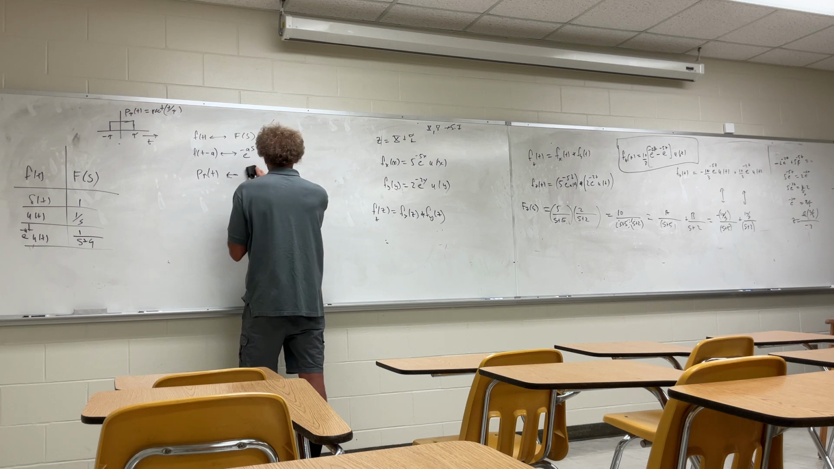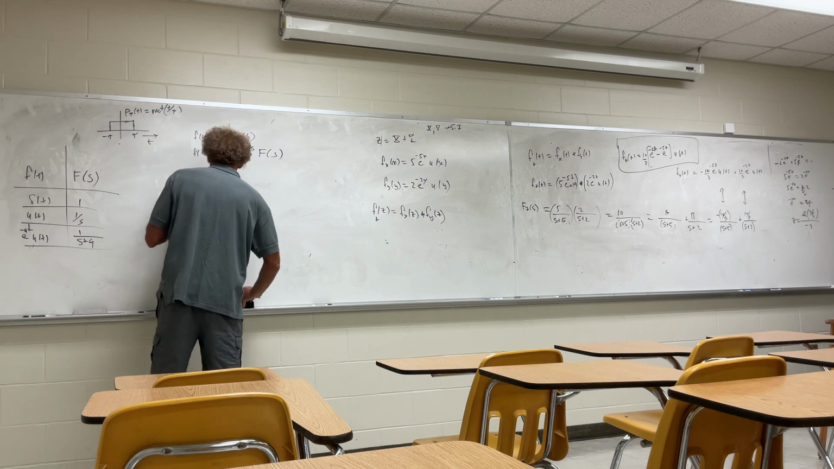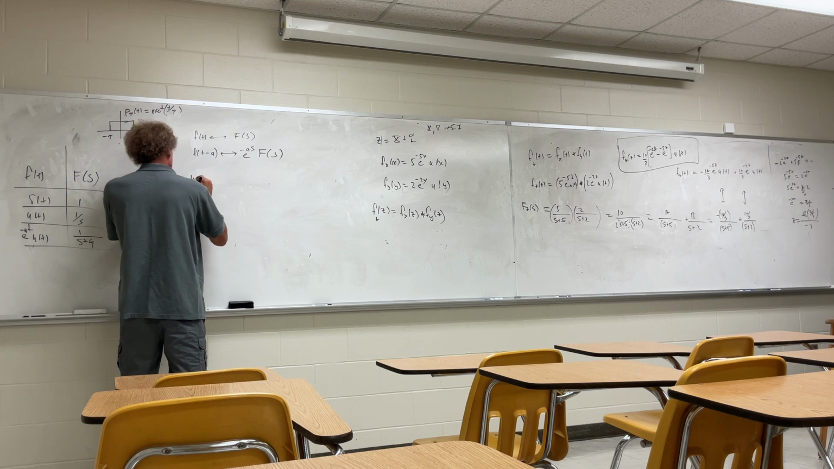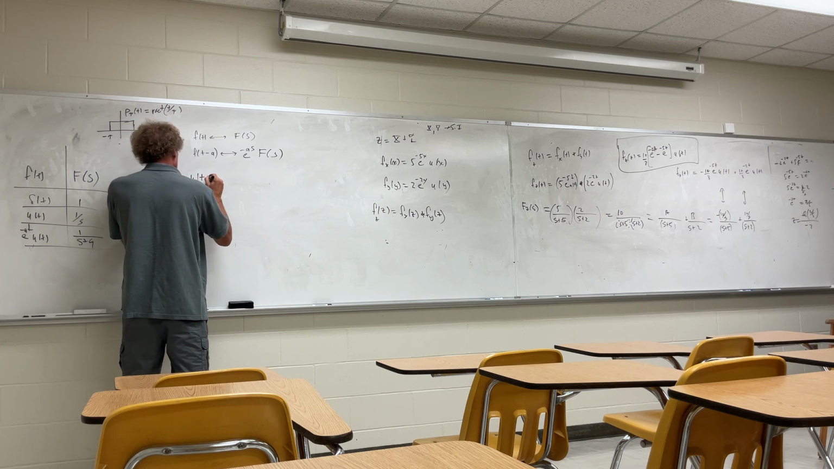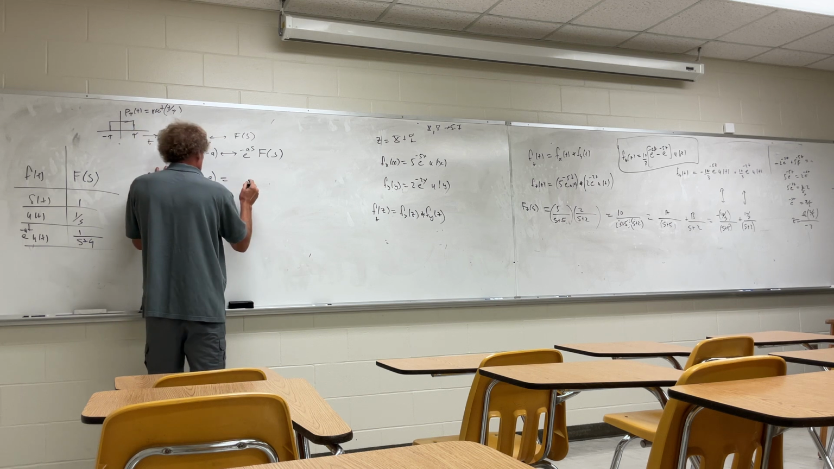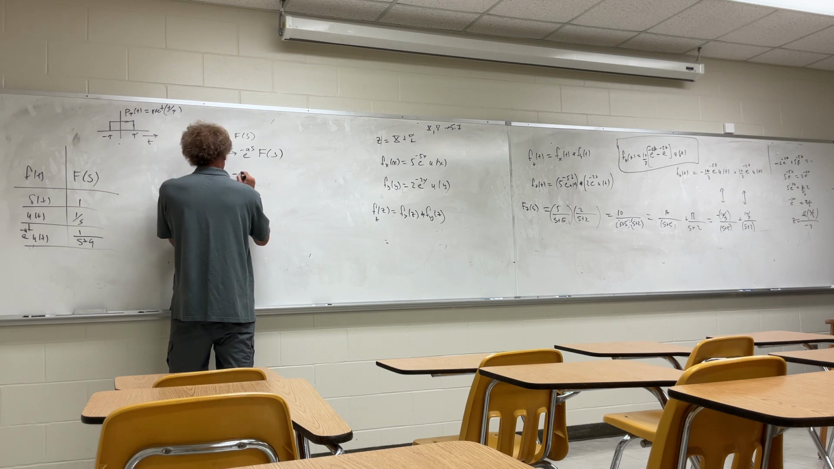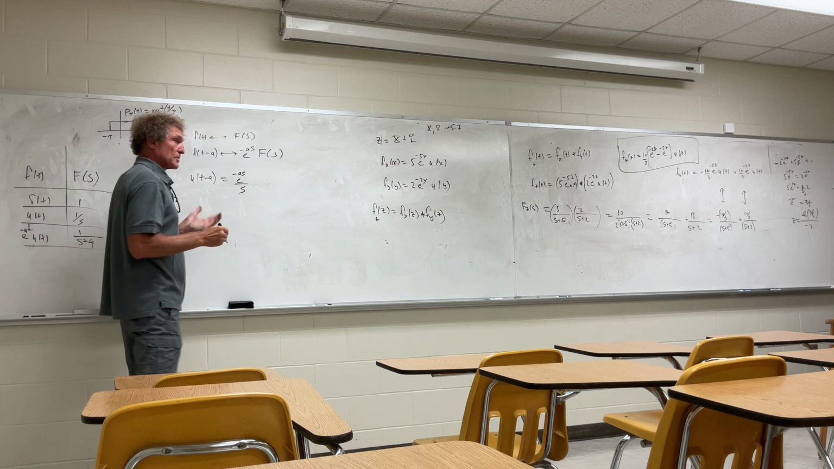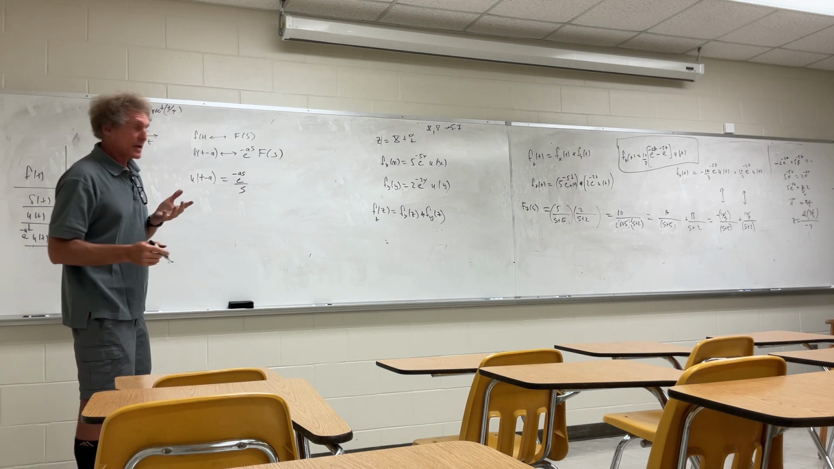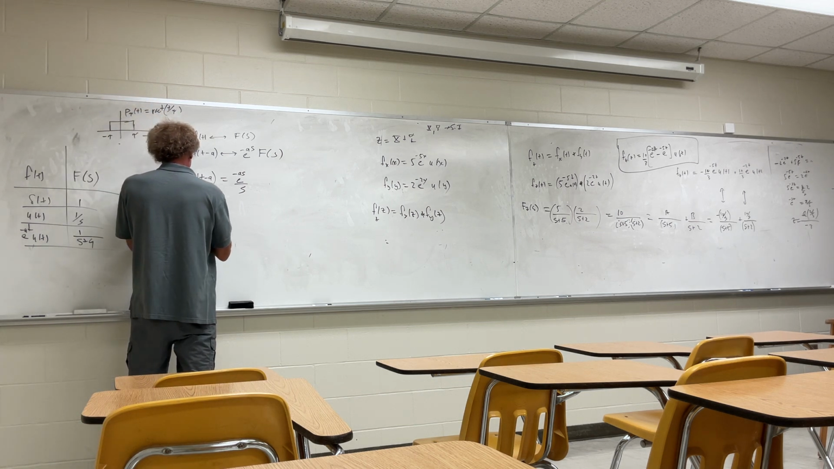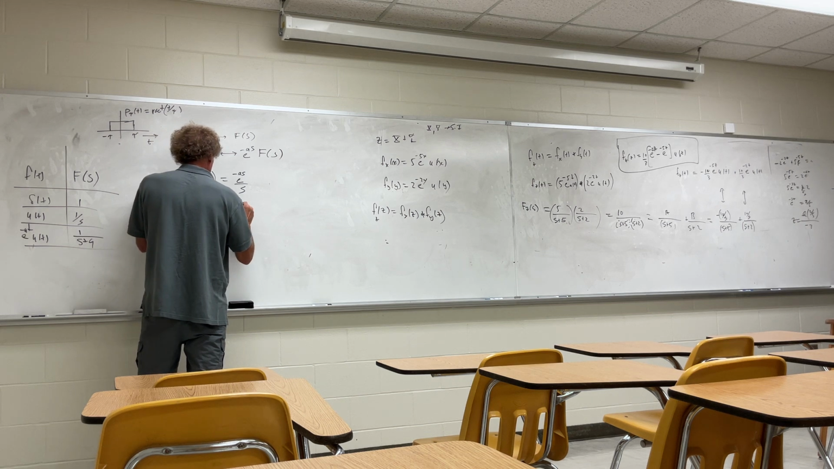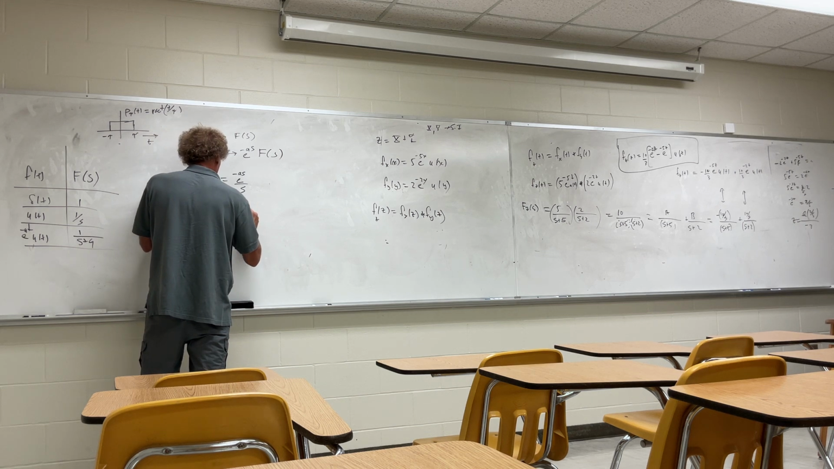I'm going to do one thing here. I'll do it this way. If I have u of t minus a, that's e to the minus AS divided by S. This is what I'm going to show you. I'll do it this way. Now, if I had u of t plus a, that's going to be e to the AS over S.